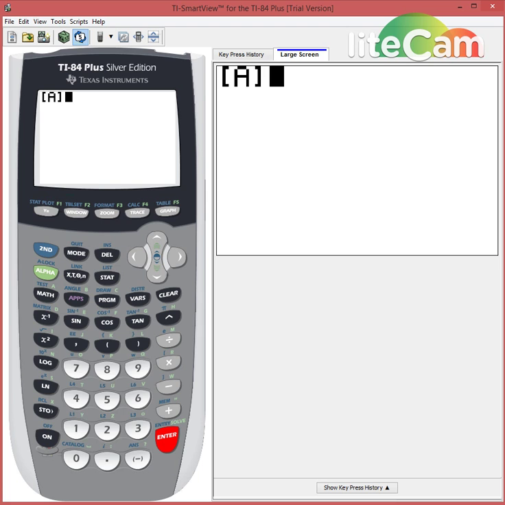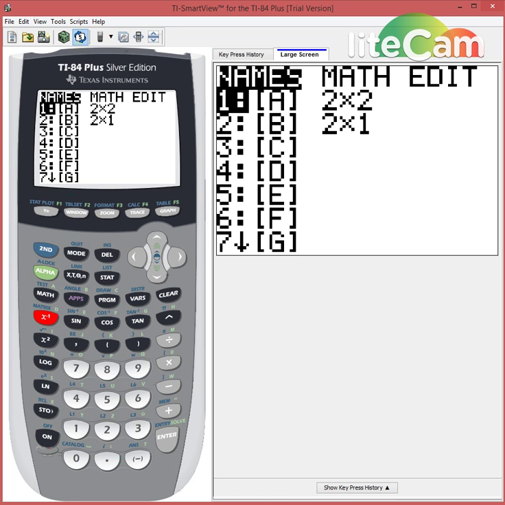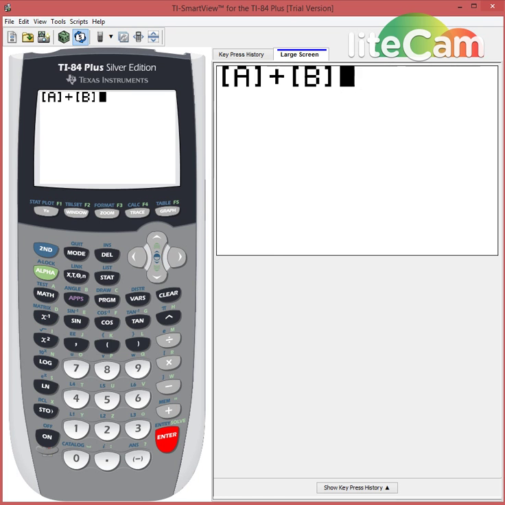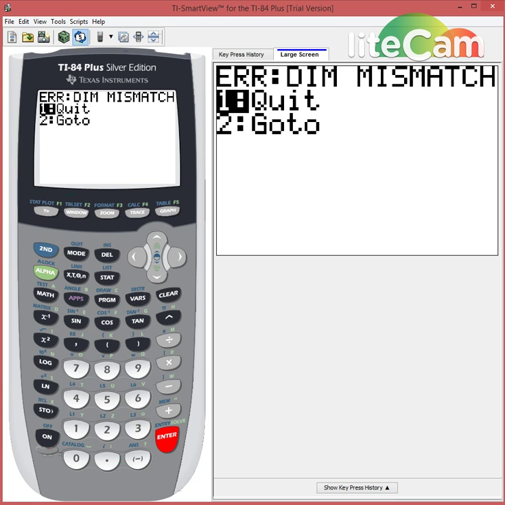So let's just add, because we know it's not going to work because they're 2 different dimensions. So I'm going to go back to the matrix, go down to B, press B, and now I have A plus B, press enter. And dimension mismatch is an error that you get if the dimensions are not right, so that you can add, subtract, multiply, and so on.